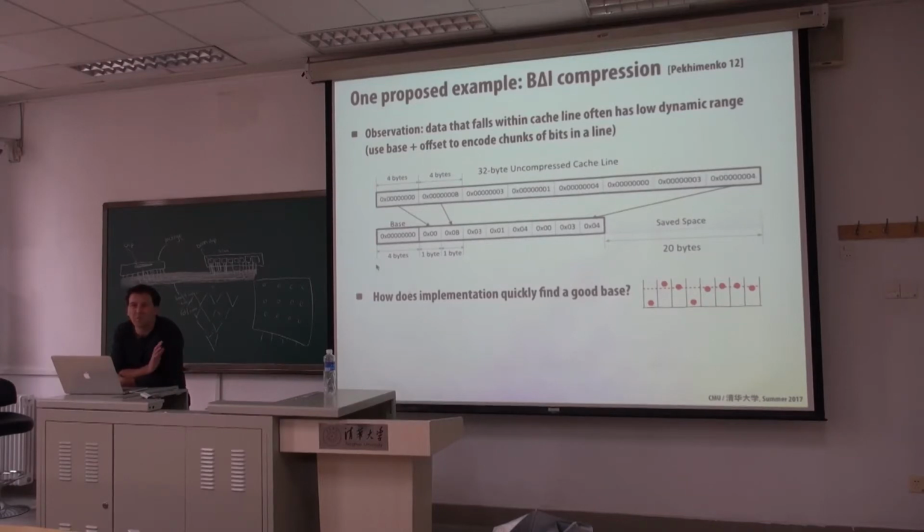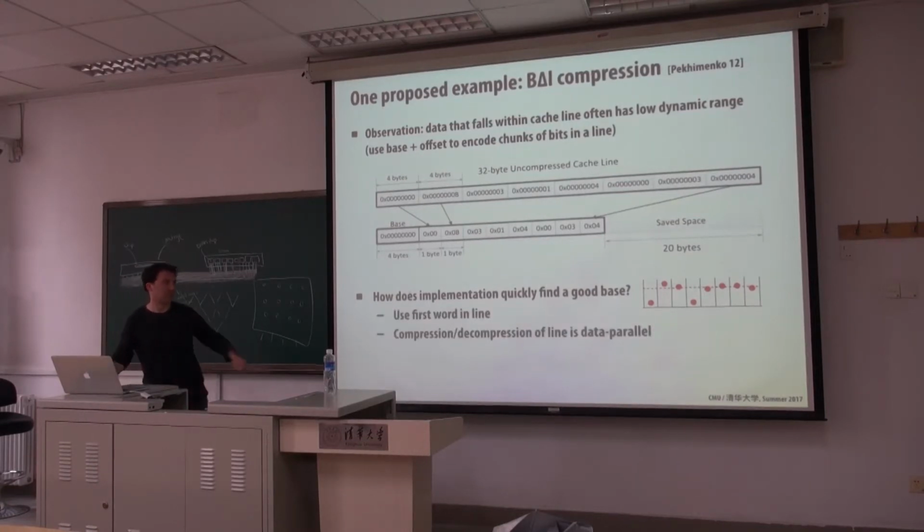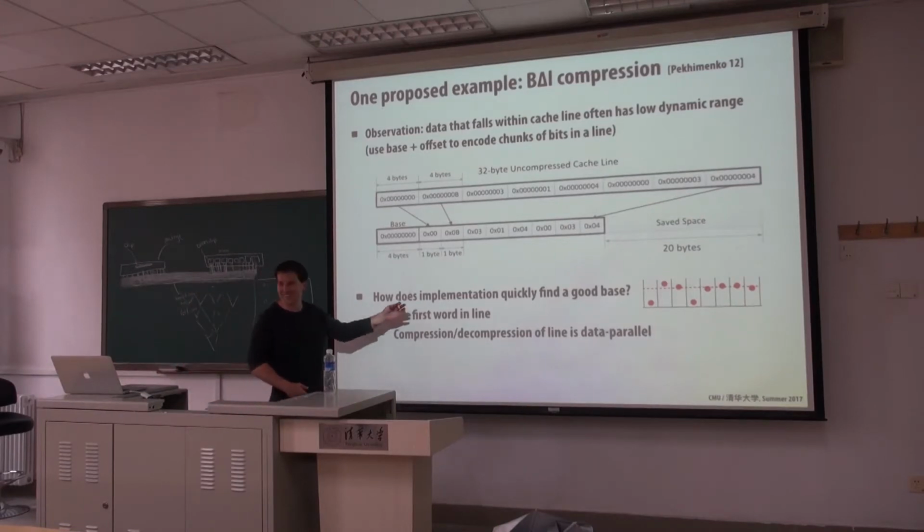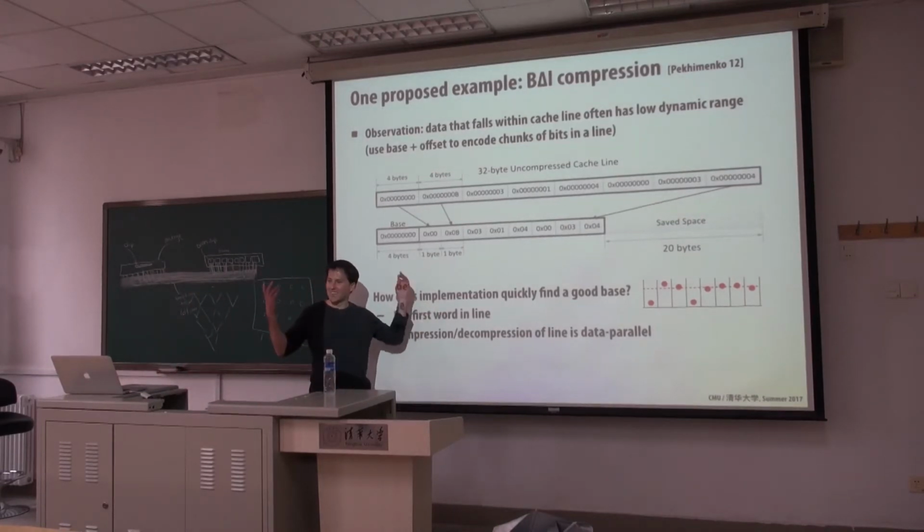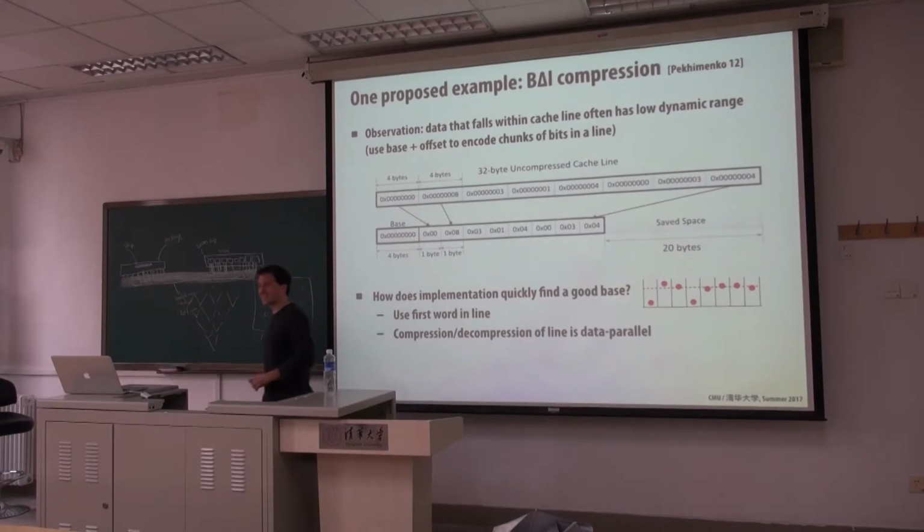What if I don't even want to bother looking at all the numbers? Yeah, I could randomly pick a number. What's even simpler than randomly picking a number? How about pick the first number and hope for the best, right? So there are a lot of different options, right? So you can use the first word in line and then hope that works. And if it doesn't work, oh well, it's a hardware solution.